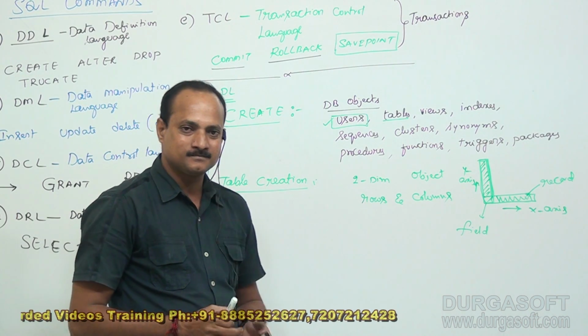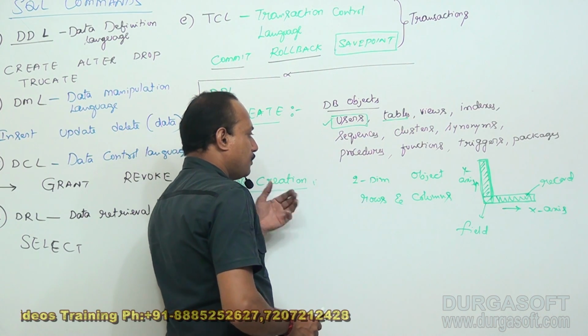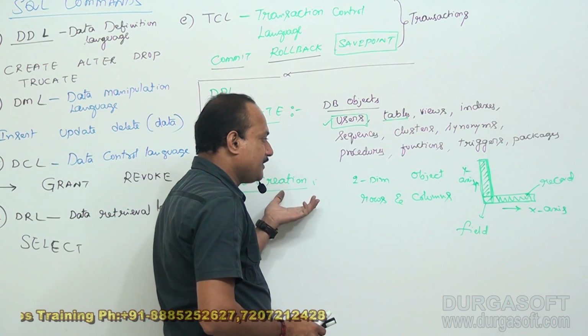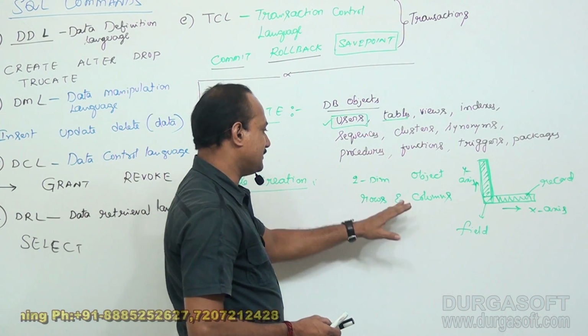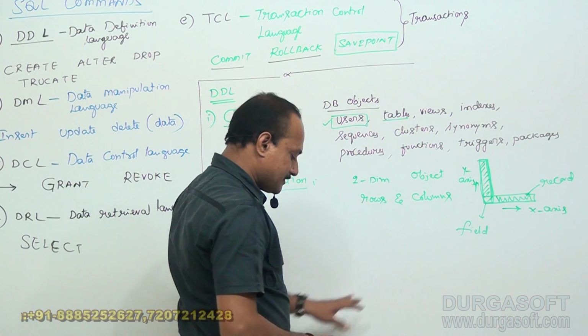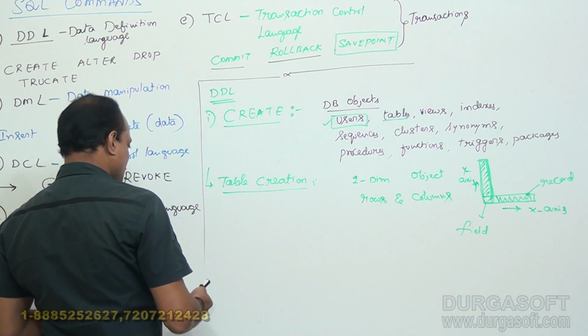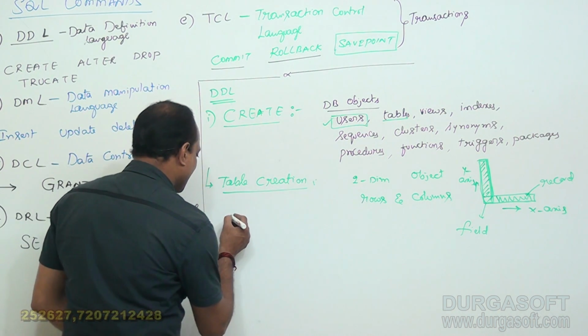Remember this. First you have to create a table. What is a table internally? A table is a two-dimensional object. What is there in the table? The table has rows and columns. First, let me create the table structure. How do I create it? Here I am creating it like this.